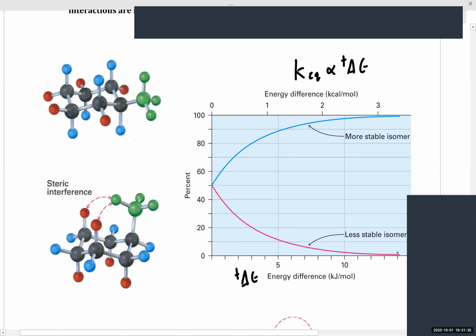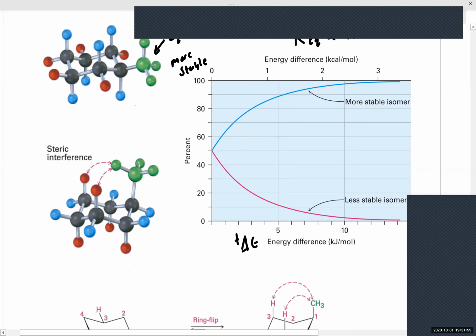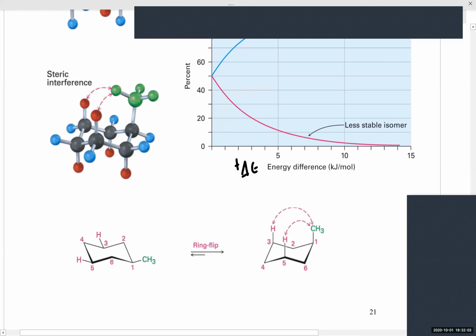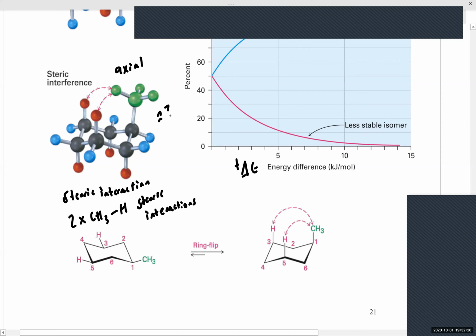Okay. So the equatorial conformer is more stable. And just like in the conformational analysis of acyclic systems, we can quantify the amount of steric and torsional strain found in each of our conformations. In this case, for our axial conformer, we have a steric interaction between a methyl and a hydrogen, and we have two methyl hydrogen steric interactions. This gives us an energetic penalty of about 7.6 kilojoules per mole of strain.